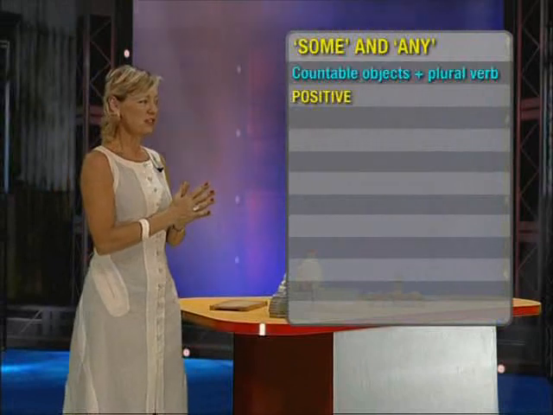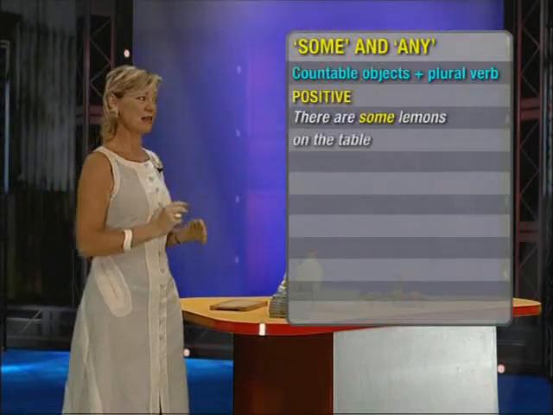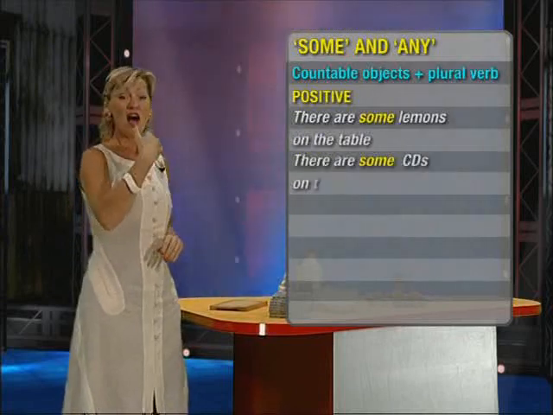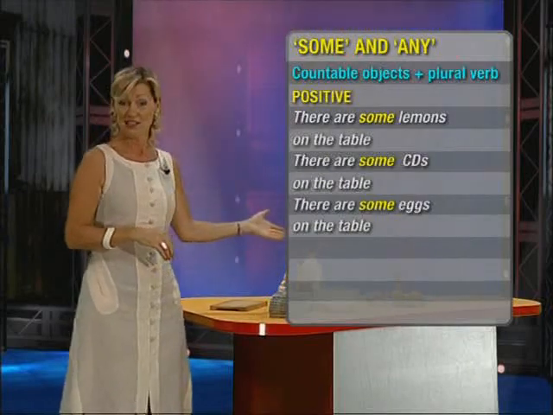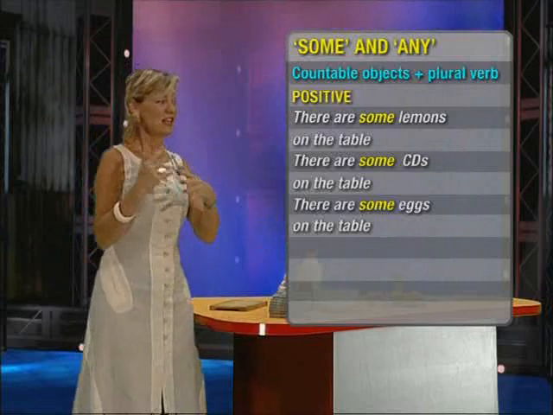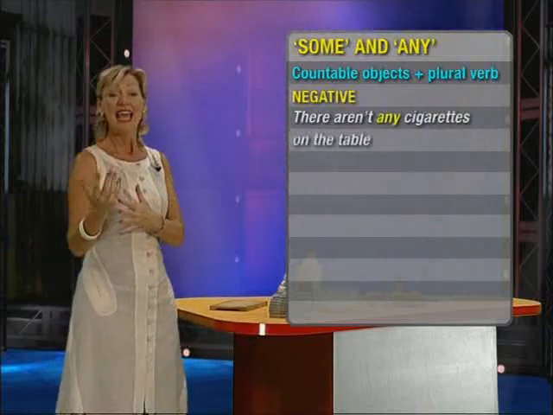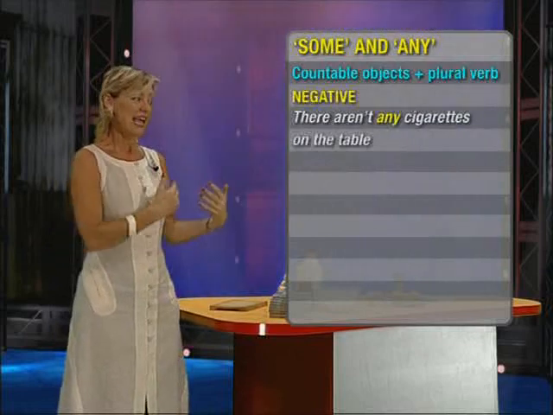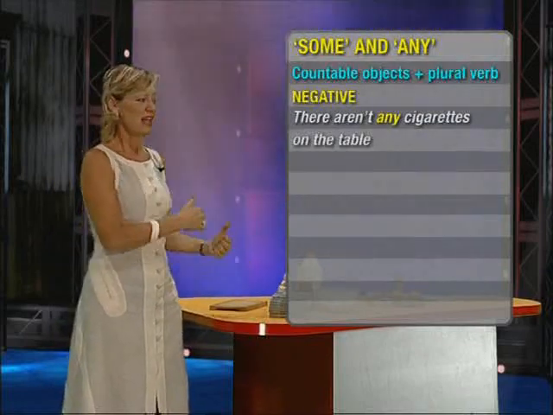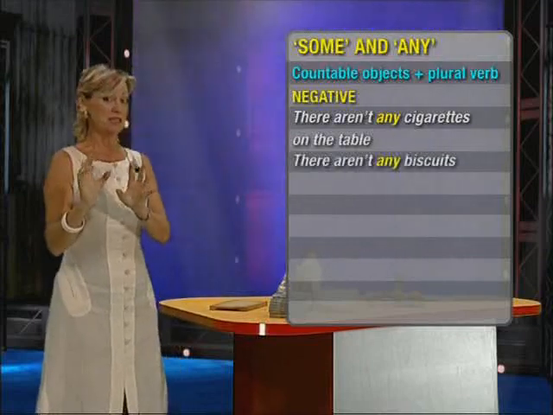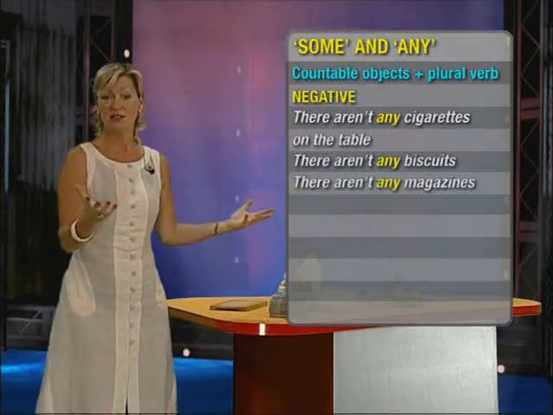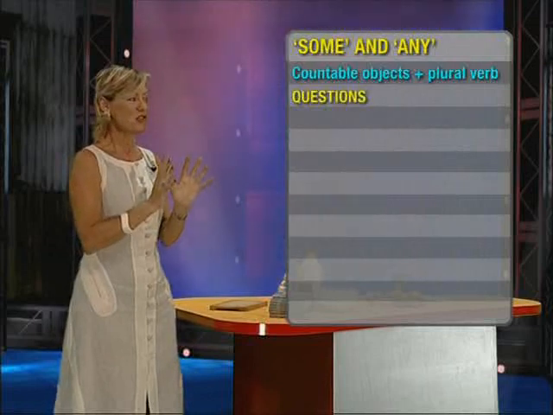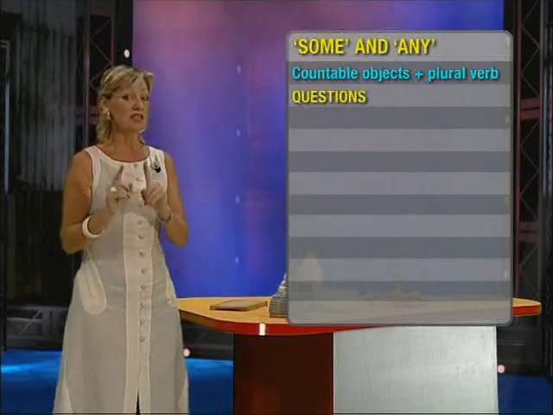So we said countable objects in the plural. In the positive form, we say there are some lemons on the table. There are some CDs on the table. There are some eggs on the table. So that's countable. Now the negative is there aren't any. We use any. There aren't any cigarettes on the table. There aren't any biscuits. Important. Any for the negative. There aren't any magazines, for example.